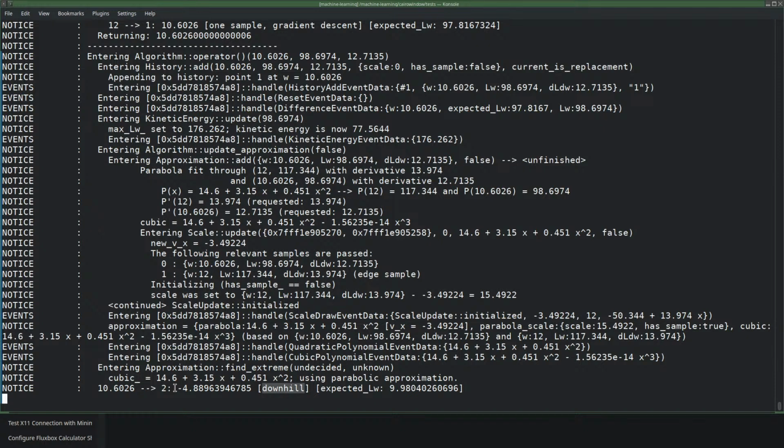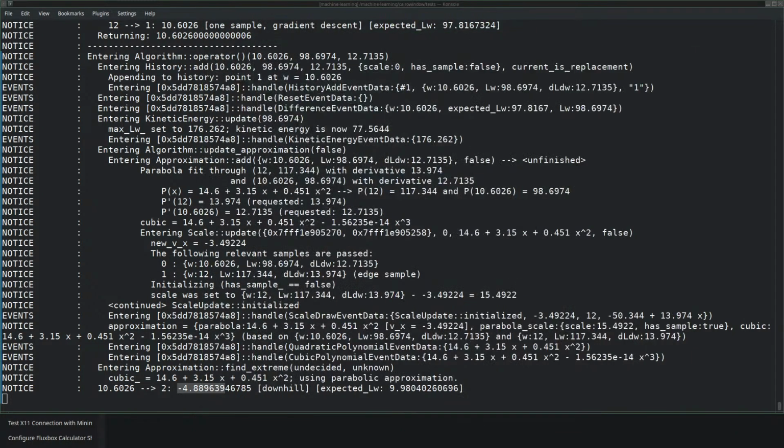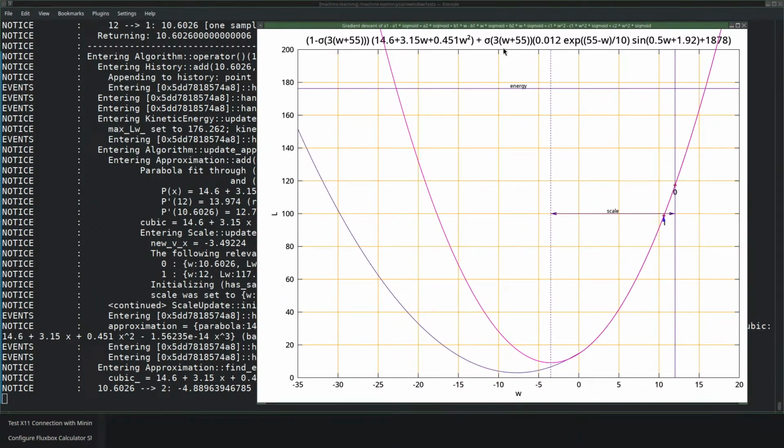Yeah, what? Minus 4.9 is here. That is the vertex. So it's not going just downhill, not knowing where the vertex is. No, it jumps to the vertex. It should not say downhill. Why does it print downhill? Otherwise it seems okay. Let me see if it actually jumps there.